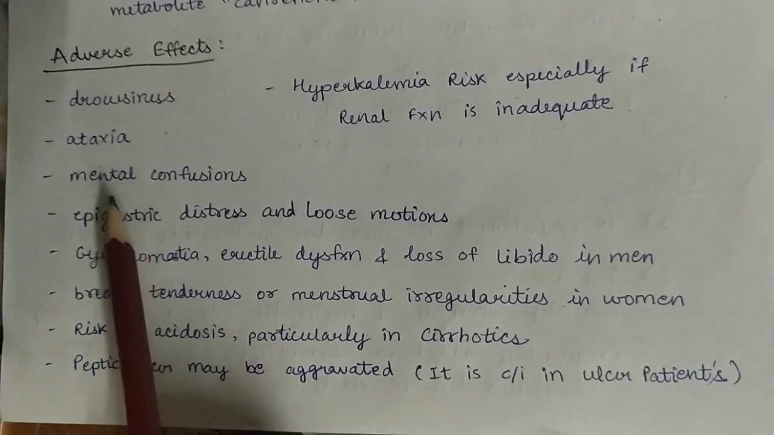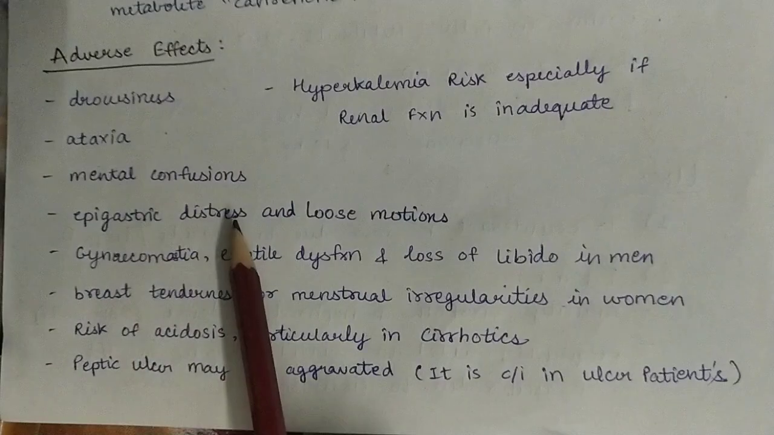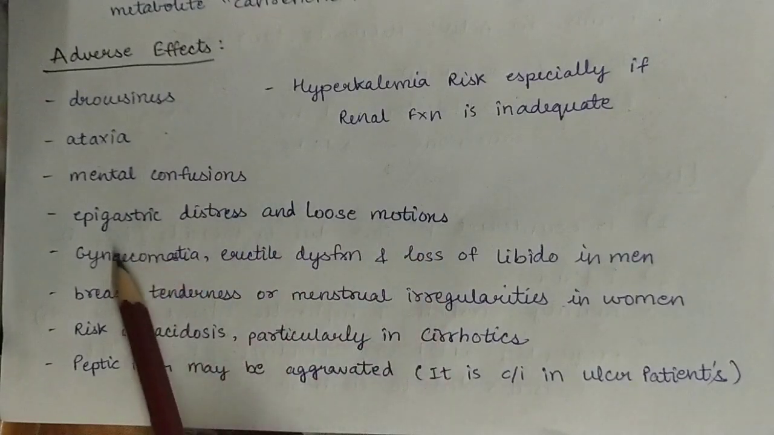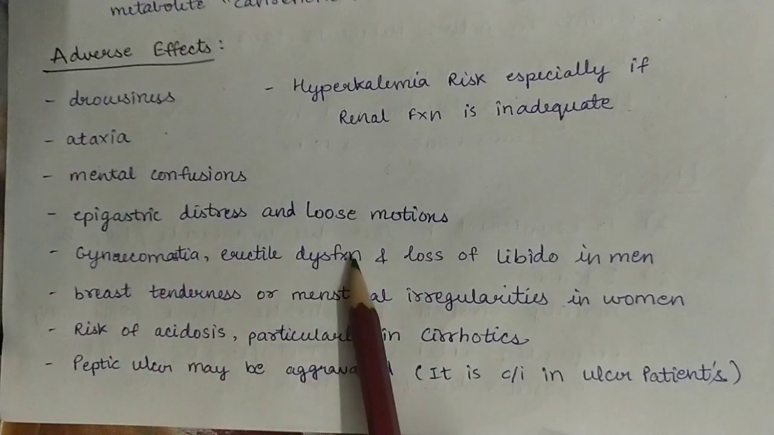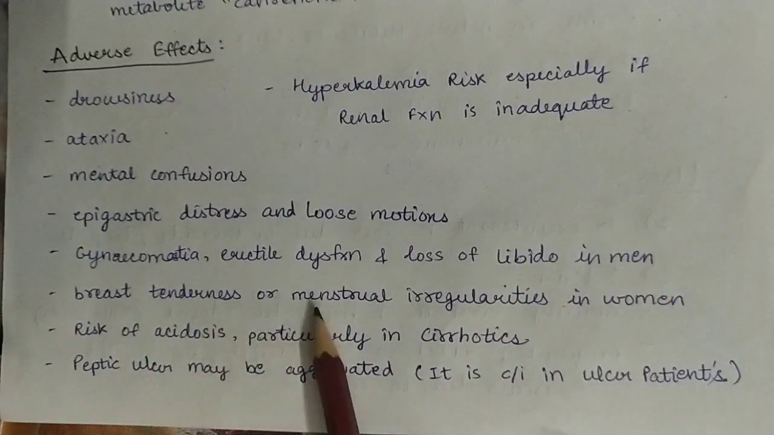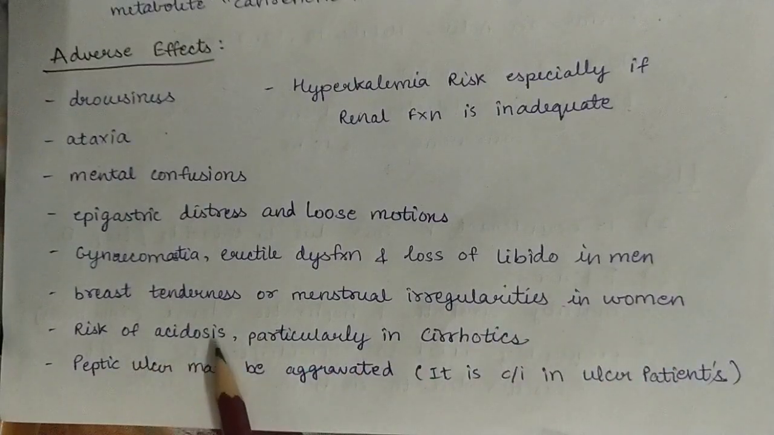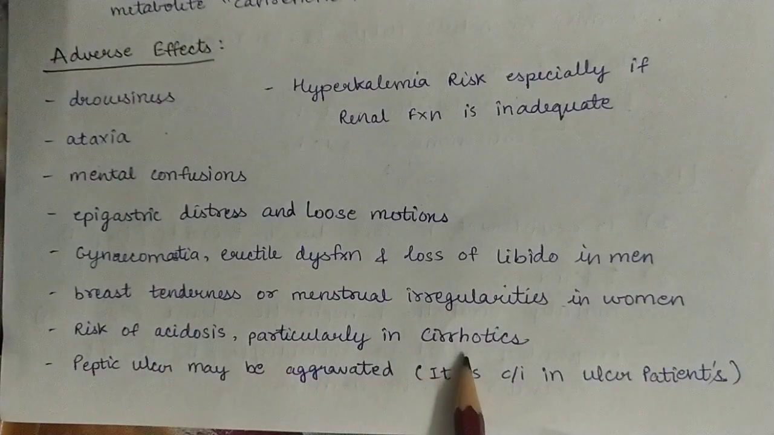Adverse effects: drowsiness, ataxia, mental confusion, epigastric distress and loose motions, that is diarrhea, gynecomastia, erectile dysfunction and loss of libido in men, breast tenderness or menstrual irregularities in women, risk of acidosis particularly in cirrhotics. Peptic ulcer may be aggravated, hence it is contraindicated in ulcer patients.